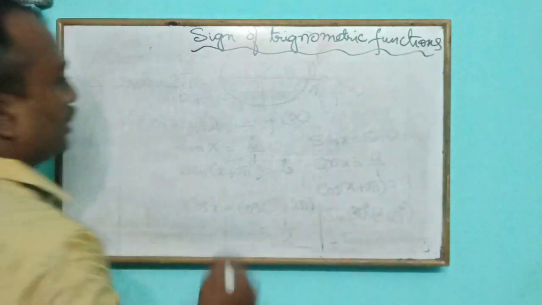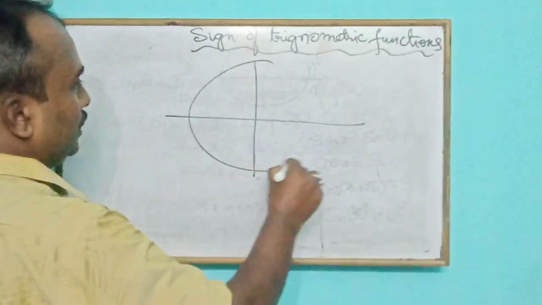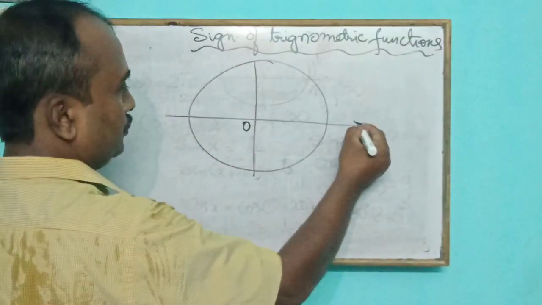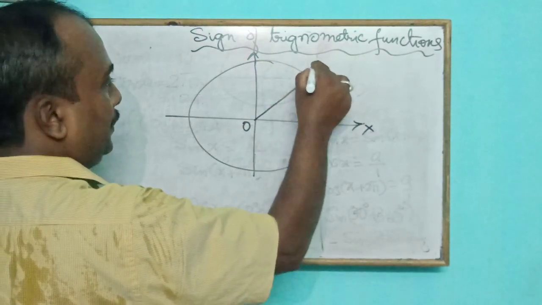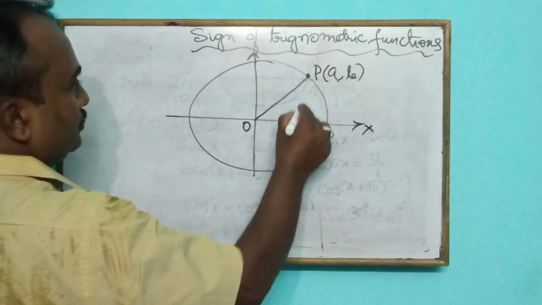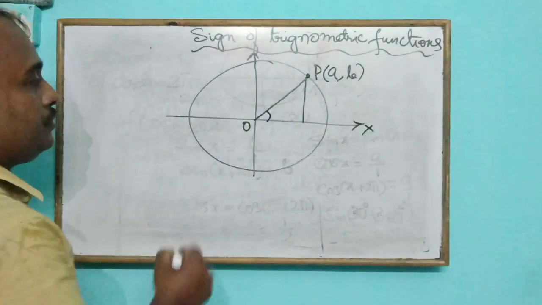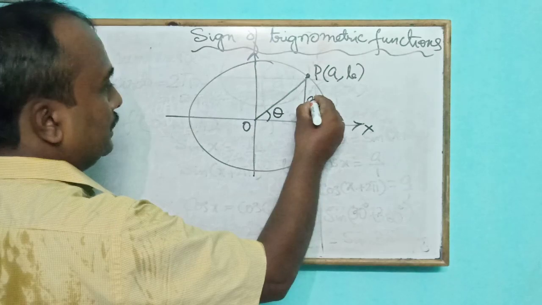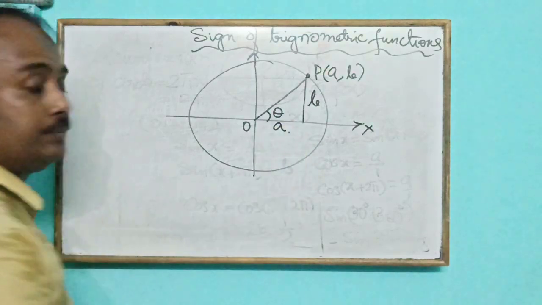Sign of trigonometric function. Again, let us consider a unit circle, a circle with radius 1, with the center at the origin. If I again consider this point P, (A, B), then this angle, let it be theta, and this is B, this is A.